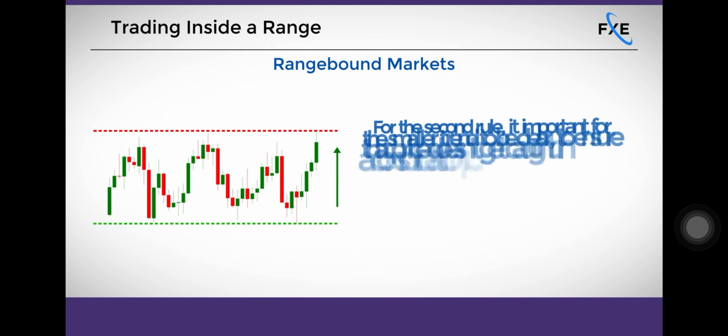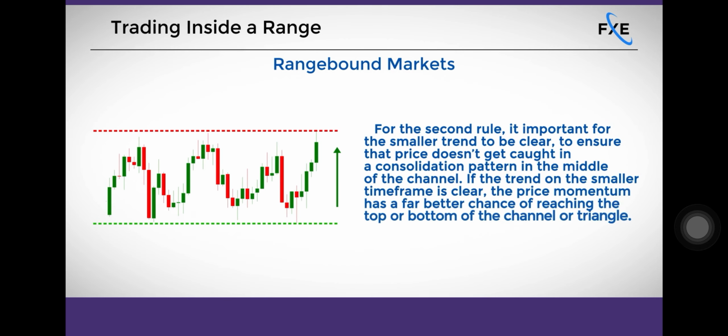For the second rule, it is important for the smaller trend to be clear to ensure that the price doesn't get caught in a consolidation pattern in the middle of the channel. If the trend on the smaller time frame is clear, the price momentum has a far better chance of reaching the top or bottom of the channel or triangle.